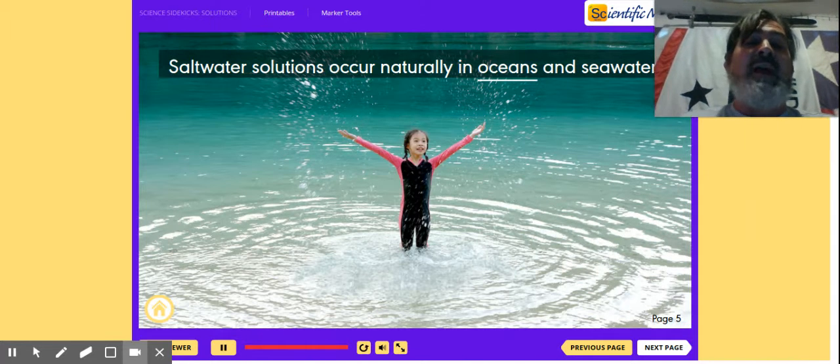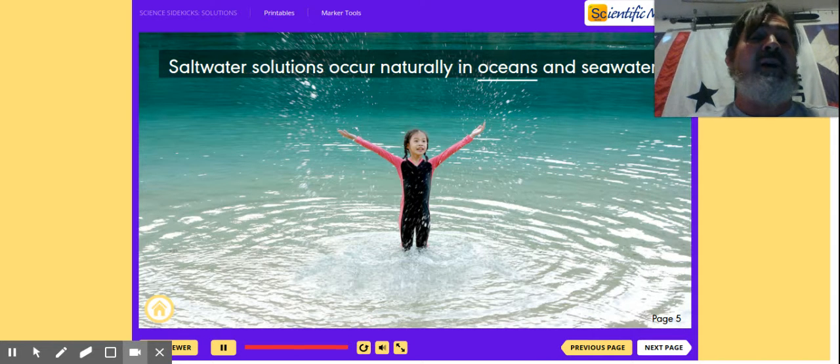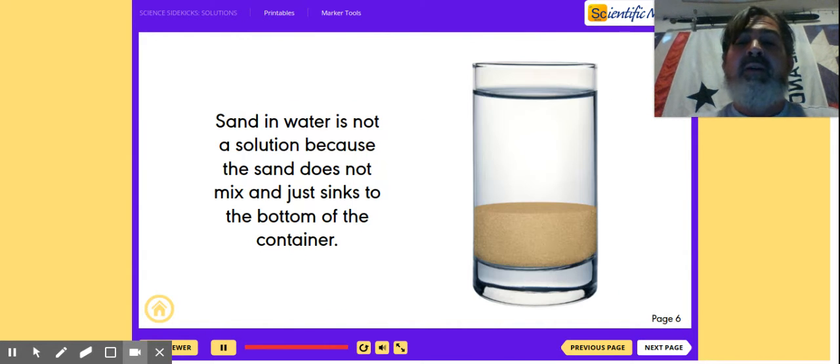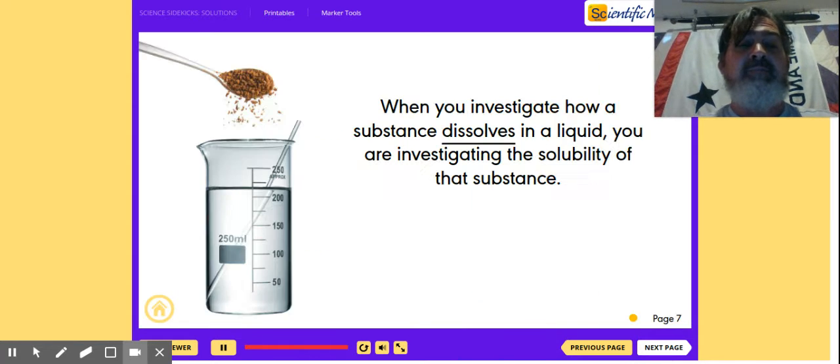Saltwater solutions occur naturally in oceans and seawater. So the ocean is one big solution because it's made out of salt water. Okay, sand in water is not a solution because the sand does not mix and just sinks to the bottom of the container. So it is a regular mixture. It's really easy to separate. You could just pour a water and sand mixture through a coffee filter. All of the water is going to come out, and you're going to have the sand in the coffee filter.